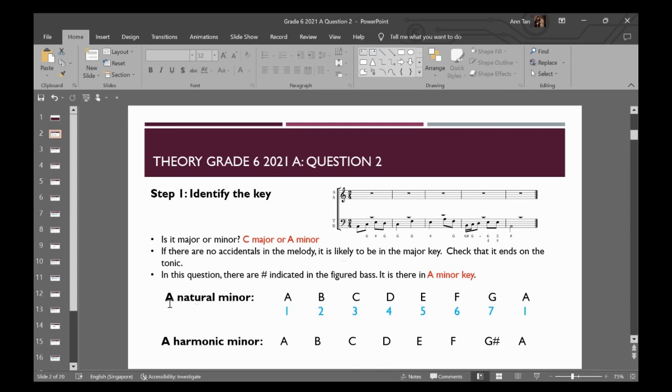In A natural minor, it shares the same key signature as C major, no sharps, no flats. And when we analyze a minor key, we can explore the harmonic minor and the melodic minor. In this case, we take a look at the sharpened 7, which gives us a G sharp. And a quick check, we'll be able to see that this sharp coincides with the G sharp that we need in the minor key. So this is in the A minor key.